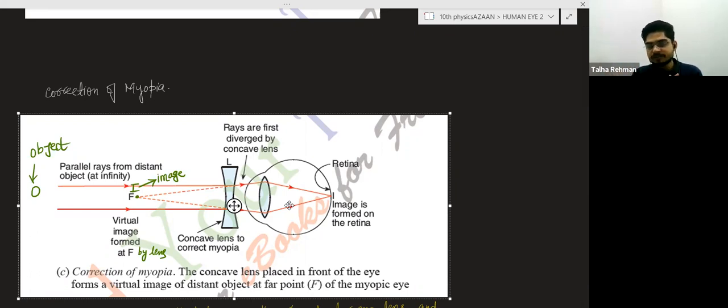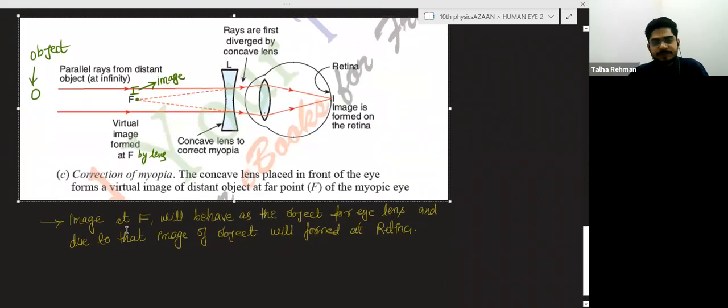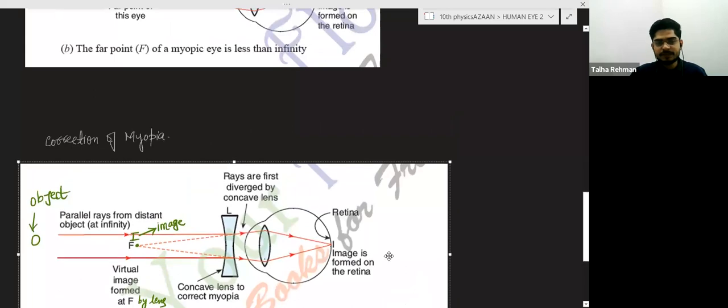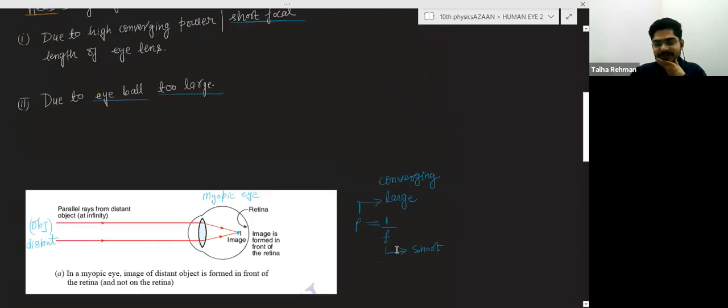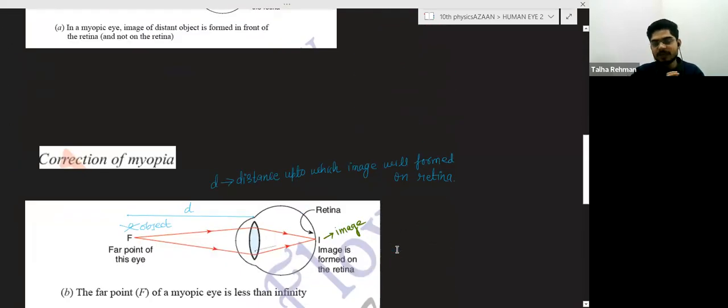If the image is formed on the retina, then that eye can see clearly. So basically, for correction of myopia, the concave lens placed in front of the eye forms a virtual image of the distant object at point F. F is the far point of the myopic eye. The image at F will behave as an object for the eye lens, and due to that the image of the object will form on the retina. So basically this is the first eye defect, that is myopia.